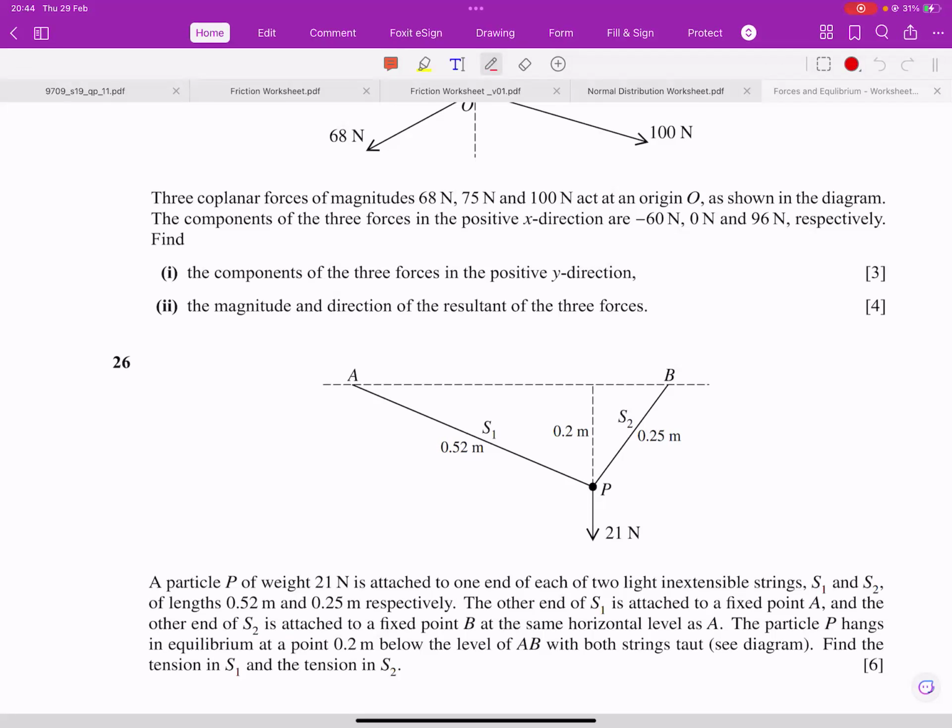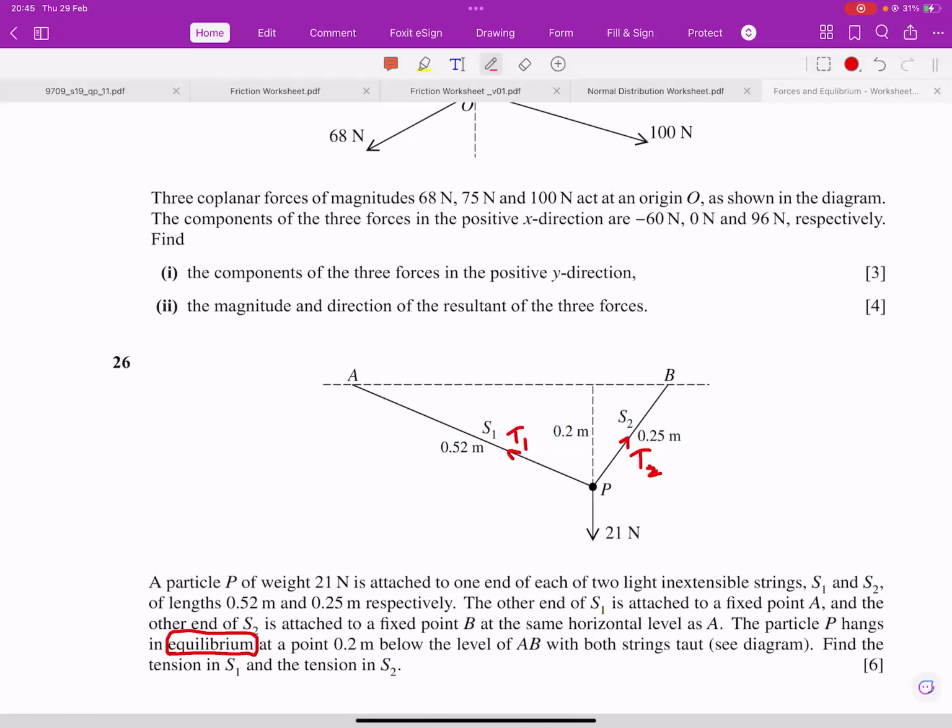If you look at point P, you have three different forces acting. There's one force acting in this direction, called T1. There's another force acting in this direction, called T2. And then there is the weight of the object, that's 21 Newton. Now there are three forces, and these three forces are in equilibrium. One idea is to use Lami's theorem. That will make it very quick.